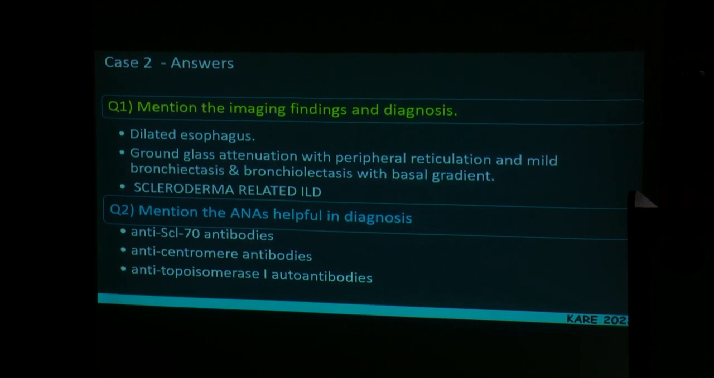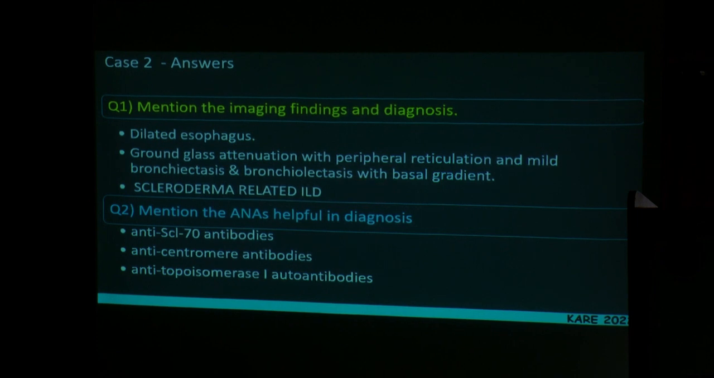Any idea how many types of scleroderma there are? Diffuse and limited. Please don't call it CREST syndrome. In CREST syndrome, esophageal involvement will be there, but that is a limited disease. So you should call it scleroderma related ILD. These questions are for OSCE. You have to know all this.